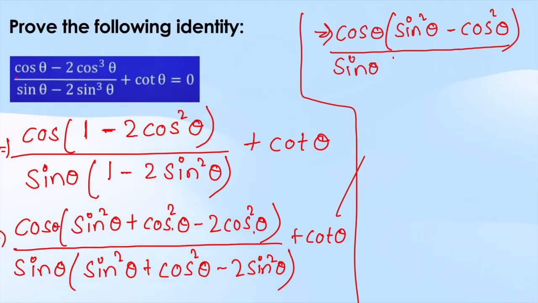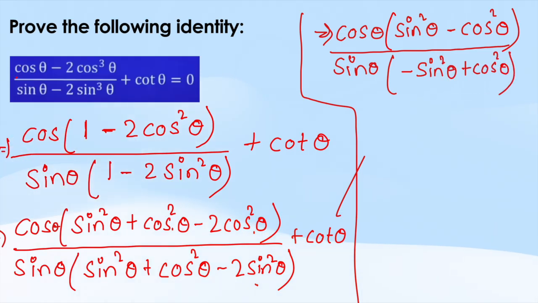Sin theta into sin square theta minus 2 sin square theta, it is minus sin square theta plus cos square theta, and cot theta is already there. Okay. Now what we can do here is, see, both the things are same. Here just sin is positive, here sin is negative, here cos is negative, cos is positive. Means if I take minus 1 common, both will become same, right?